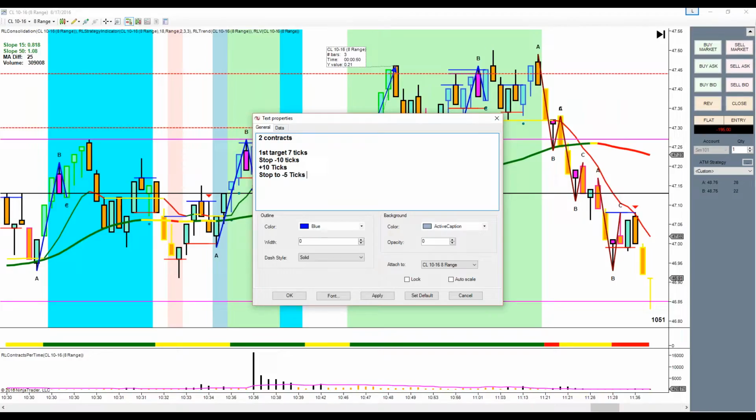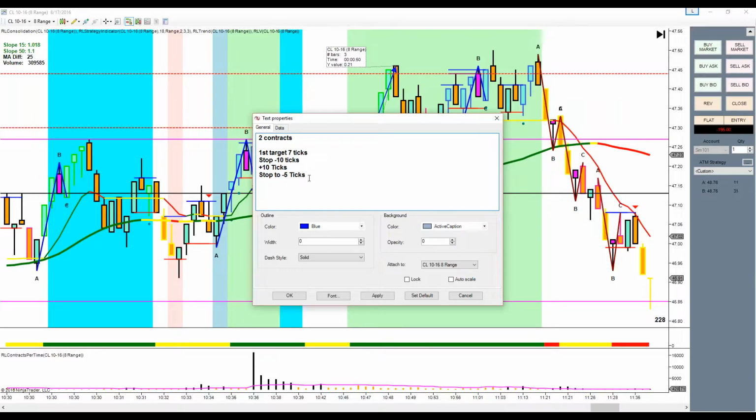Now, your 15 ticks separation. You're plus 10. You've locked in $50. You've locked in $70. So with the stop at minus 5, if you get to plus 10, and the trade comes right back against you, you're going to make 20 bucks. That's it.